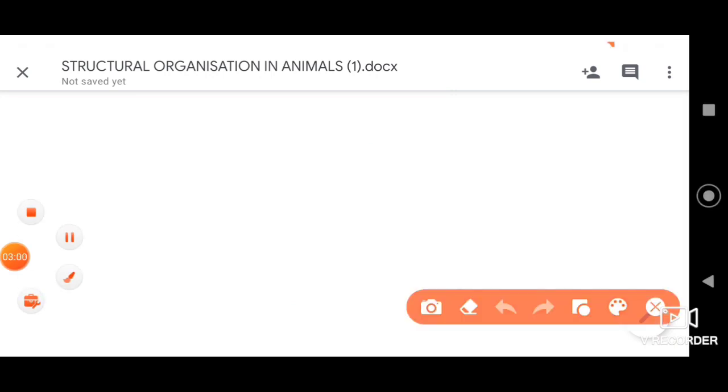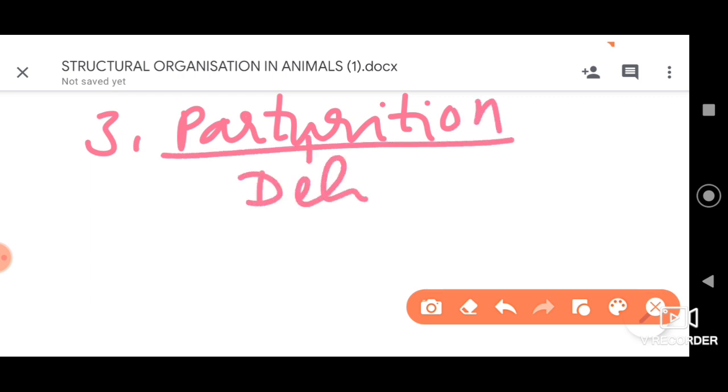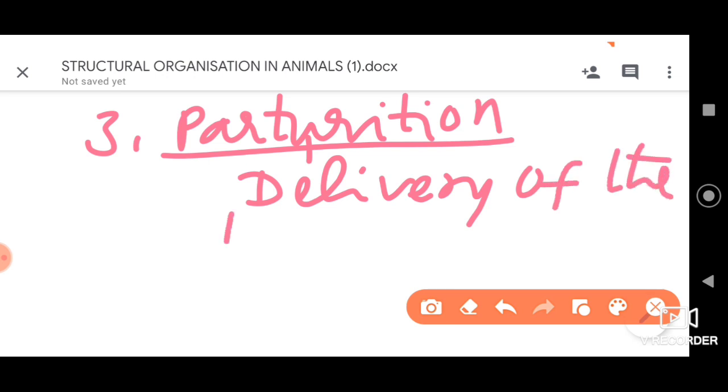Thirdly, it helps in parturition. Parturition here is a scientific term for referring to delivery of the baby. In what way does it help in delivery of the baby? White fibrocartilage is present between two pubic bones of the pelvis. In the pelvis, in the abdominal region, we have this white fibrocartilage.